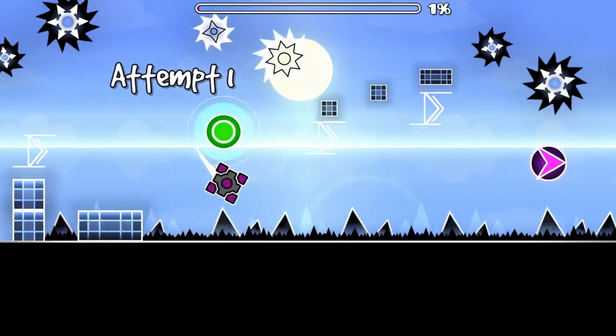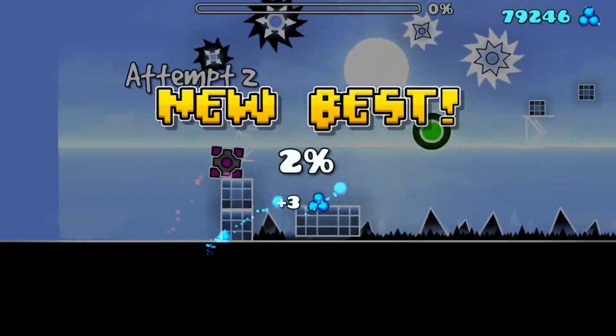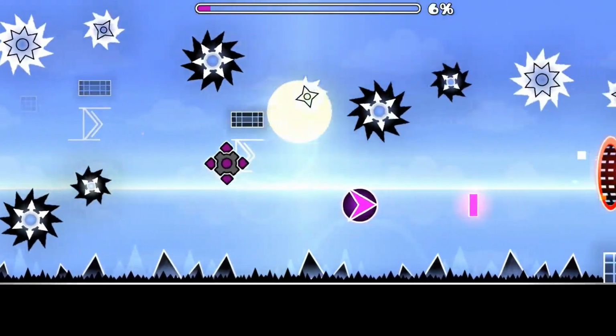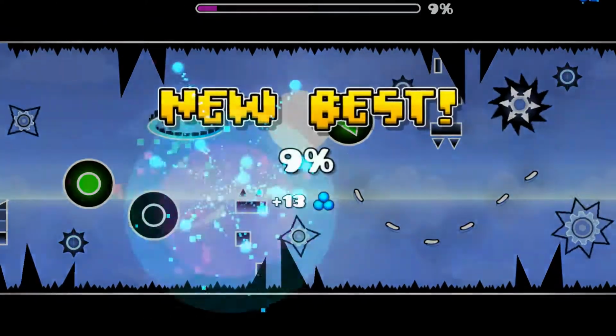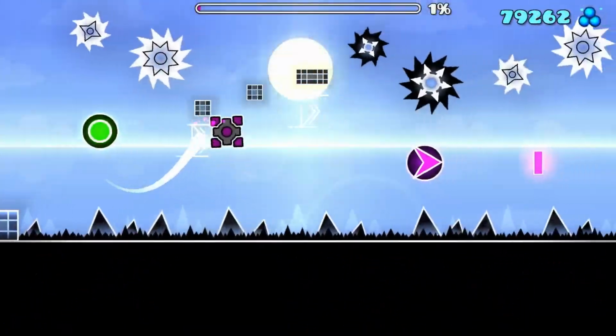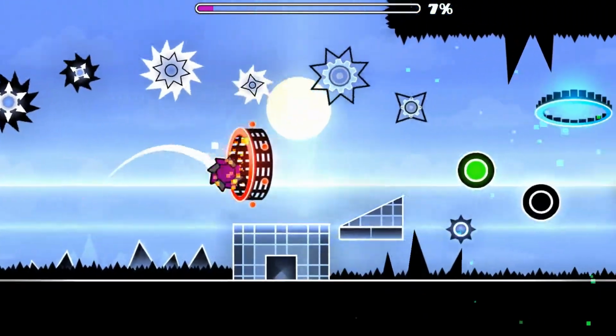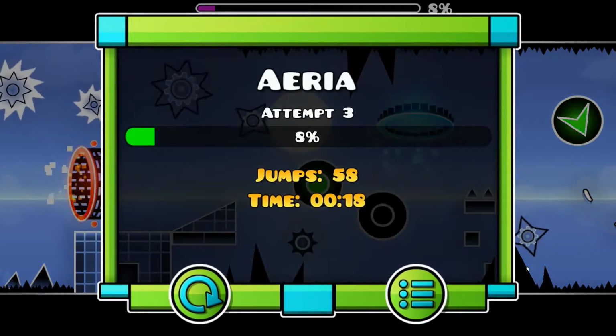Of the 7 modes, the cube, ship, UFO, and robot are the only ones that have a terminal velocity, but we need to take into account the mini-modes for them. The spider and ball appear to have no terminal velocity and fall according to the displacement equation. For the wave, it doesn't accelerate due to gravity.